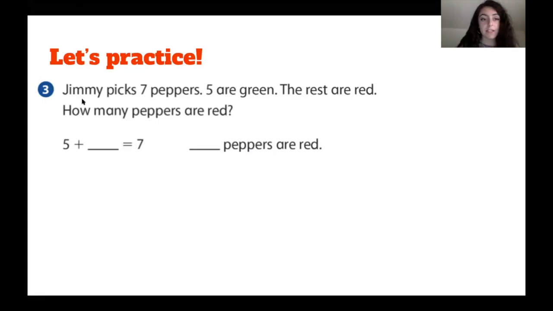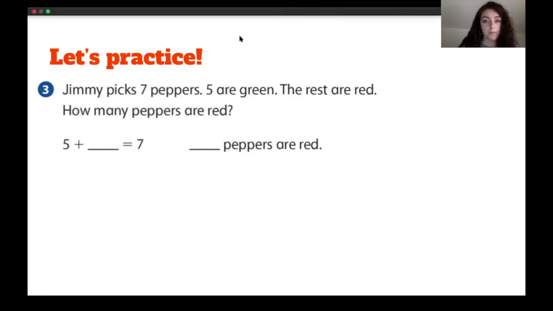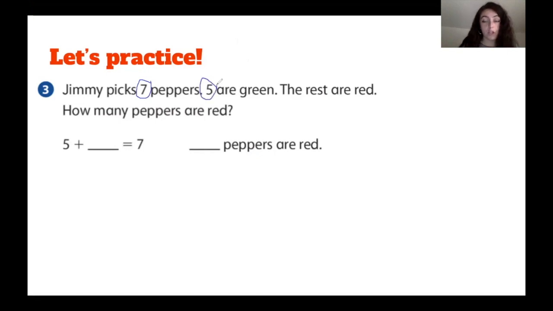Good. So it says, Jimmy picks 7 peppers. 5 are green, the rest are red. How many peppers are red? So I want you to think about what important information do we need to consider from our problem. If you said 7 and 5, you're correct. There are 7 peppers and 5 of them are green, but we don't know how many are red. So that's the mystery we have to solve in our word problem.